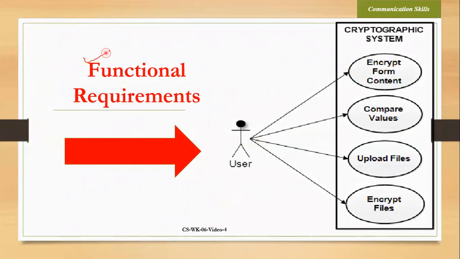Functional requirement के point of view से मैंने ये एक example ली है, it's about a cryptographic system. When we are talking about cryptography, there are different tasks we have to perform, like encrypt the form content, compare the values, upload the file, and encrypt the files. So these are the four tasks, or these are the four objectives regarding your product or system or application. आपको एक project दिया जाता है cryptography के point of view से, and these are the tasks. ये four tasks हैं जो आपने perform करने हैं. So this one is about your functional requirement.